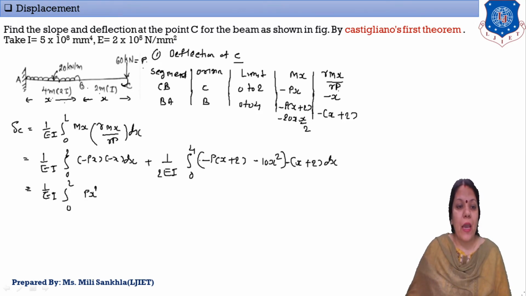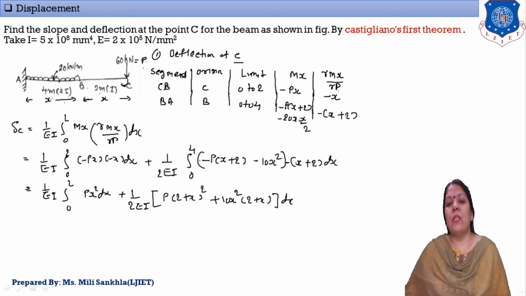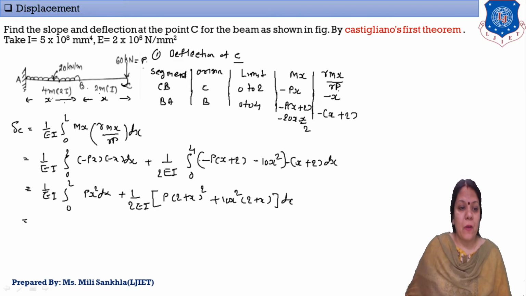write here P x square dx, plus here 1 by 2EI, and multiplication of this term is equal to P(2 plus x) square plus 10x square(2 plus x) in bracket dx. Minus P plus P(2 plus x) whole square, then minus 10, this minus minus plus 10x square(2 plus x). Now again we simplify this term.